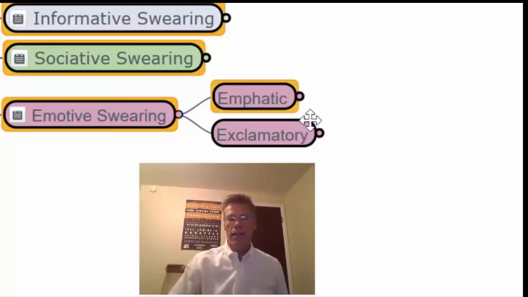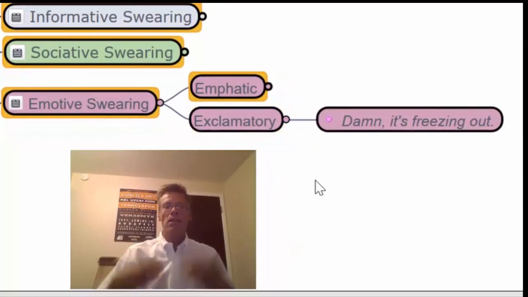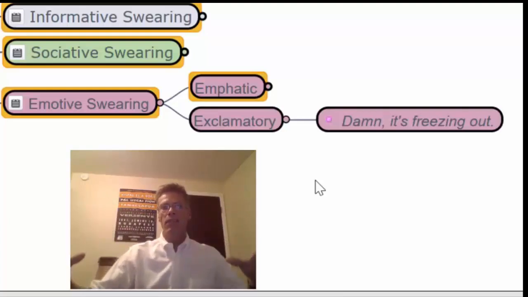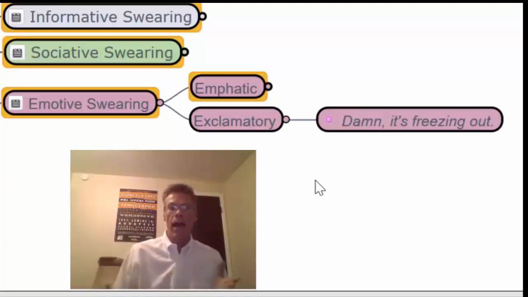And then there's the exclamatory, which tend to be these exclamations, often interjections of sorts, that create the emotion of the utterance as a whole. Like, "Damn, it's freezing out," or "Fuck, that sucks," right? So in that case, it's giving an exclamation to our emotions. And we can express the whole range of emotions with our exclamations, from anger, sadness, frustration, and joy, right? They can also be positive exclamations.